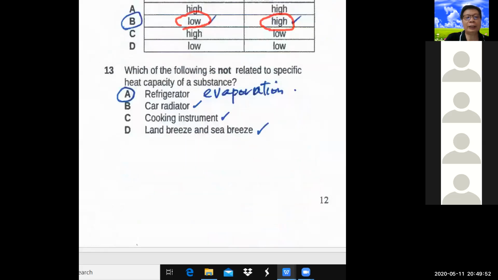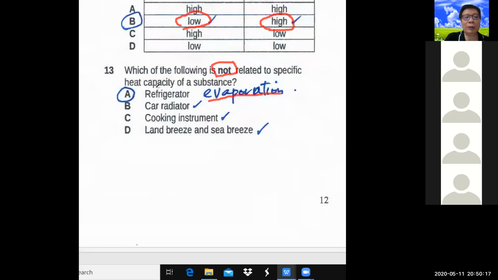Okay, 13. Which one is not related to specific heat capacity? The refrigerator. We didn't study this, right? Refrigerator is related with evaporation. Can you write it down? Evaporation. A refrigerator involves an evaporator, not heat capacity.